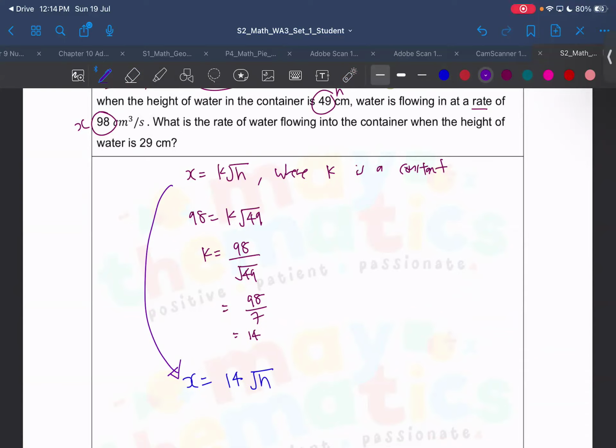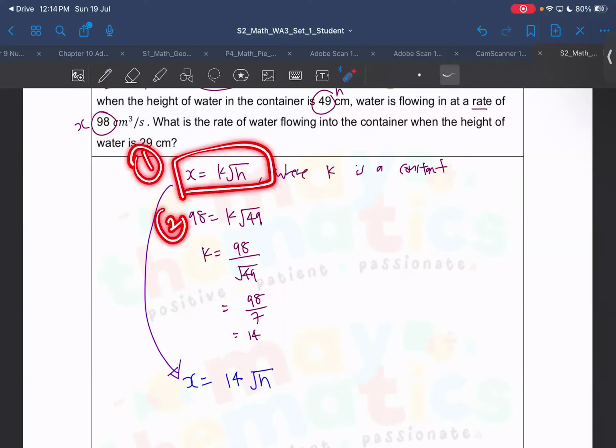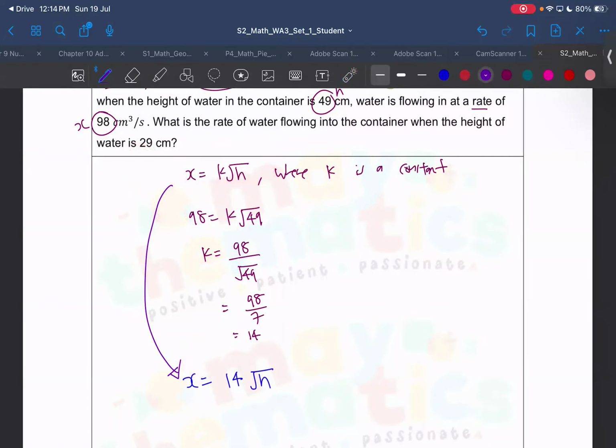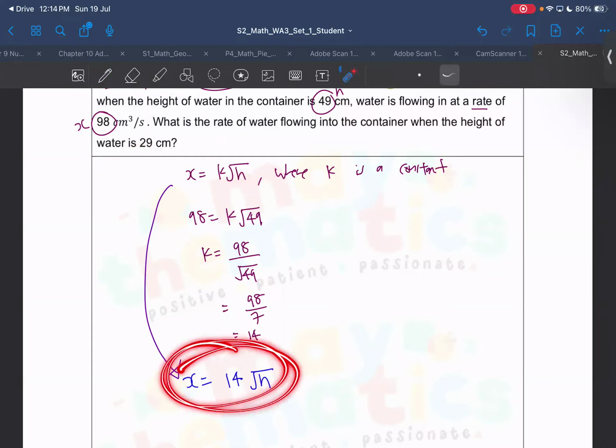Can? So first step for proportion questions. You listen now, it's coming out for your test. Okay, so first, write the general formula. Second, sub in values to find k. Third, put k back inside your general formula. Can remember? Standard one. Okay, for inverse and direct, always standard one. Okay, so after you have this equation ready, take note, this one will be used to find x or h.